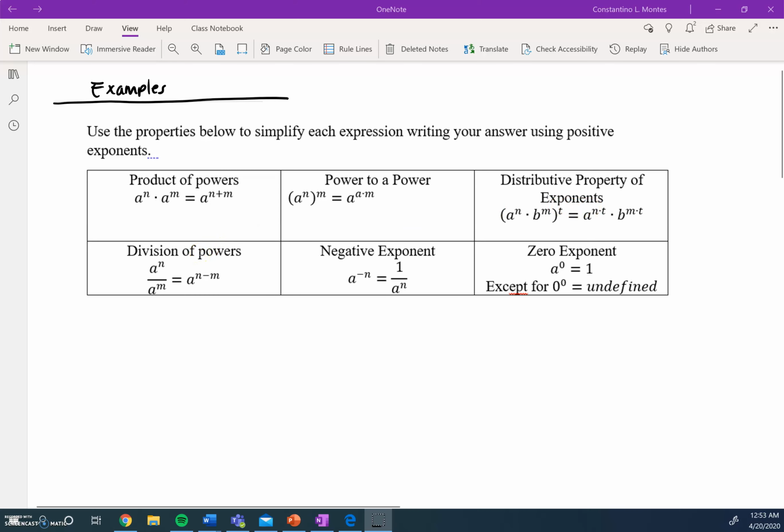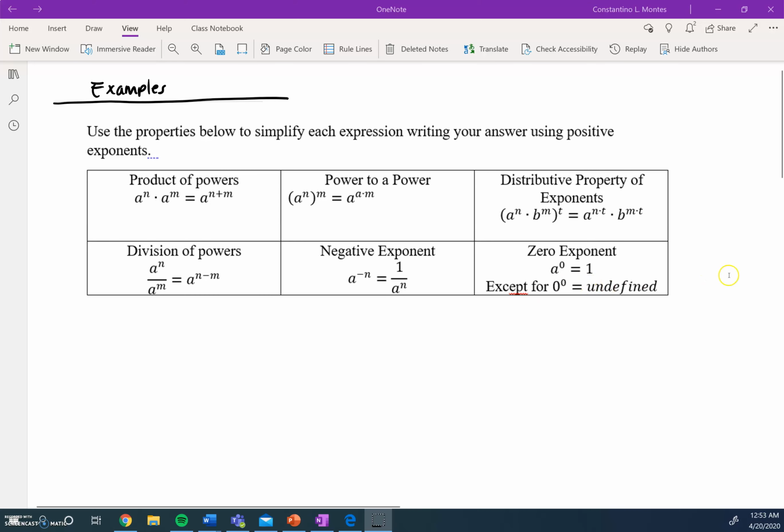For this lesson that you probably just watched, we're talking about the division of powers, where we can subtract the exponent of the denominator from the exponent of the numerator to simplify. We talked about what negative exponents represent, which is taking the reciprocal of a to the power of n. And then we talked about the zero exponent, where any number to the power of 0 is going to equal 1, except for the situation where we have 0 to the 0, which is undefined.